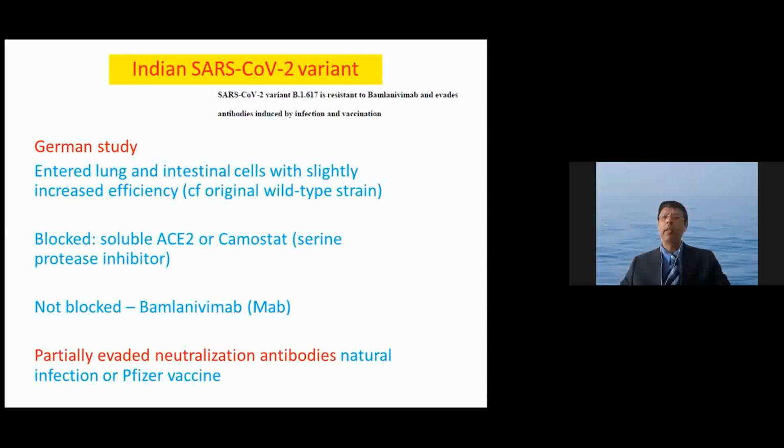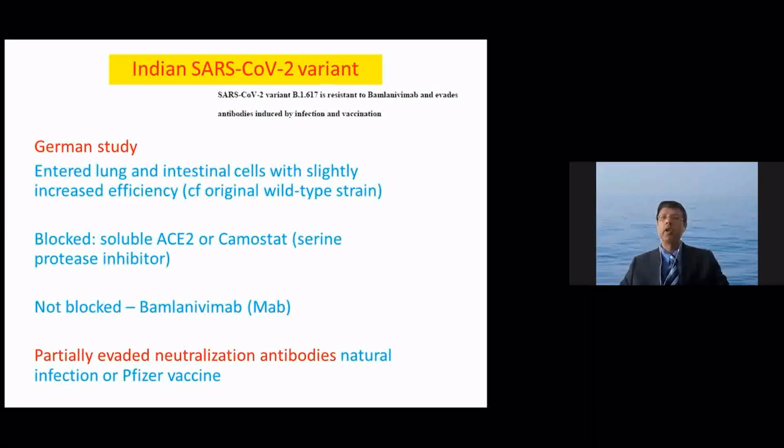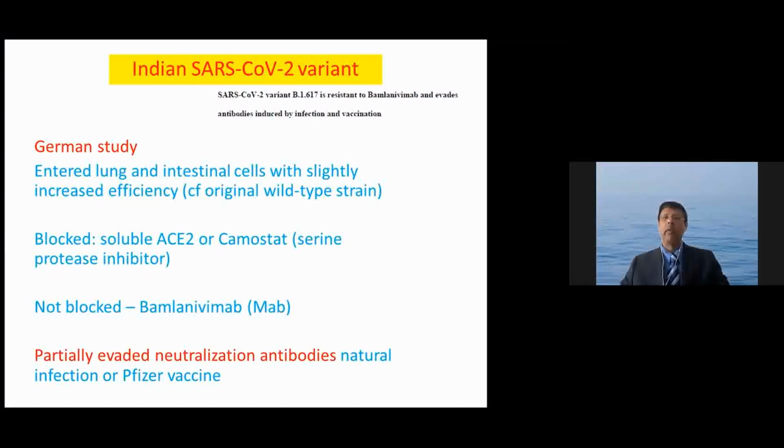So let us consider some studies that have come out with regards to the Indian variant. I'll go through these to give you a flavor of what is known so far. Initially, there was a German study that showed that it entered the lung and the intestinal cells, with increased efficacy. It was blocked by certain agents as given in the slide, but it was not blocked by an important monoclonal antibody. And it partially evaded neutralizing antibodies post-infection after Pfizer vaccine. This was an early study, the first study.